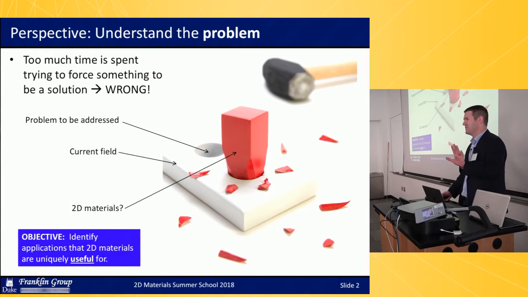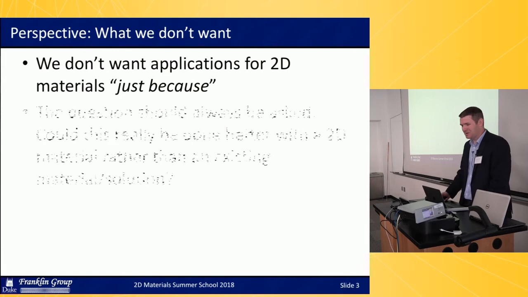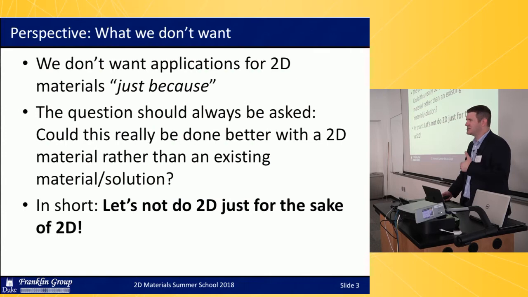So a couple of other points related to that are that we don't want applications for 2D materials just because. We want to do things that are meaningful, solve problems that we know we have, and there are plenty of them out there to be worth finding the right ones to solve. We also want to make sure and ask the question, could this really be done, whatever it is we're promoting the 2D material for, could it really be done better with a 2D material than an existing solution or other type of material option? And finally, in summation, let's not do 2D just because it's 2D. Let's find something that has real meaning and purpose in what we do.